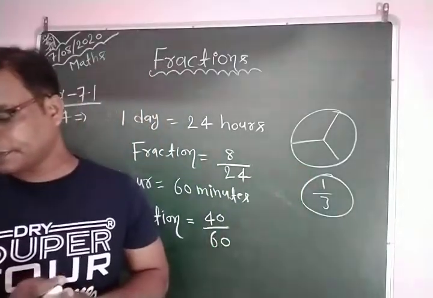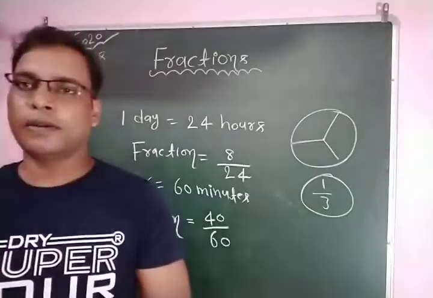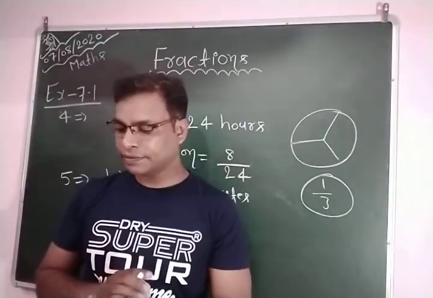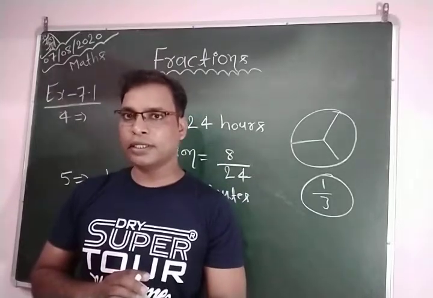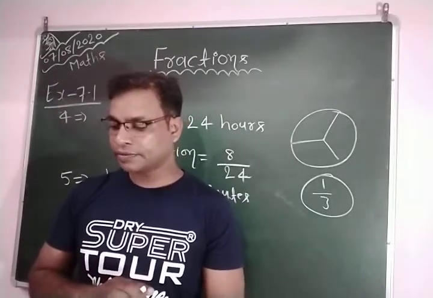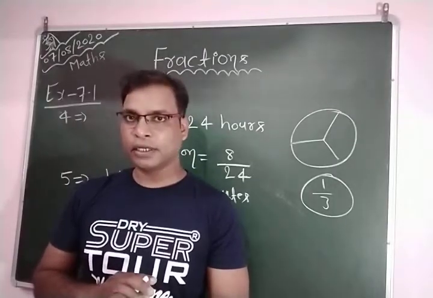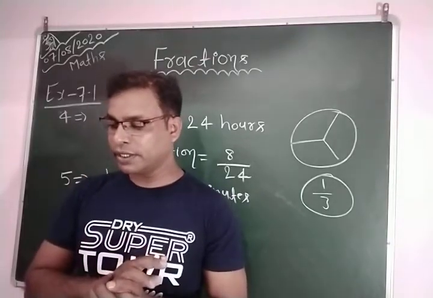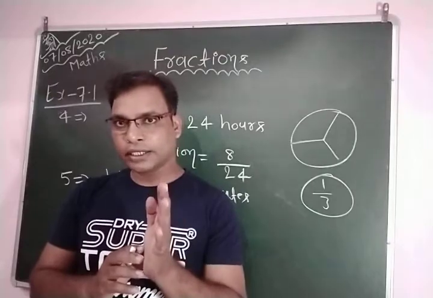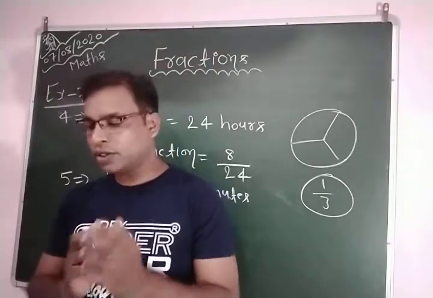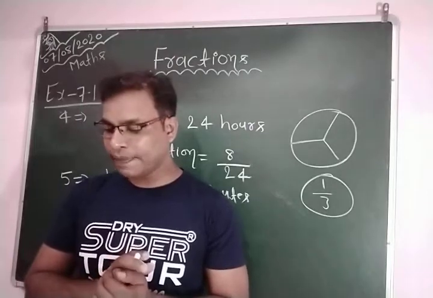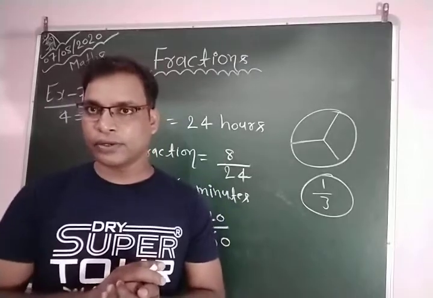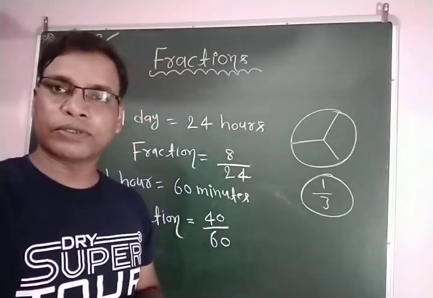Next question, number 7: Kanchan Dyed Dresses. This is the name of a shop. She had to dye 30 dresses, and she finished 20 dresses. So the question arises here: what fraction of dresses did she finish? Okay, so let's see how to solve this question.